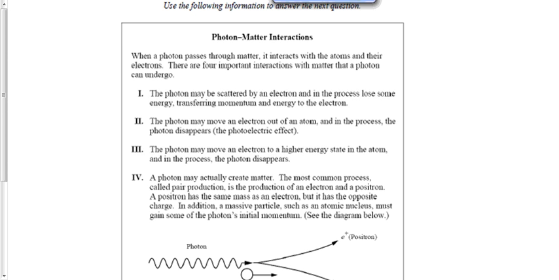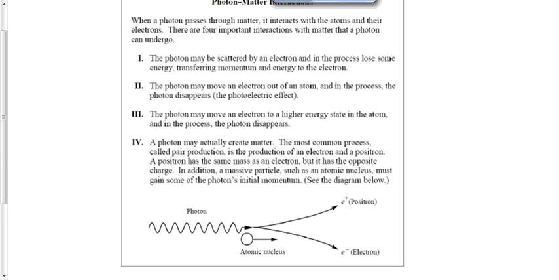A photon may actually create matter. This is kind of wacky. A photon can create matter. It says the most common process, called pair production, is the production of an electron and a positron.